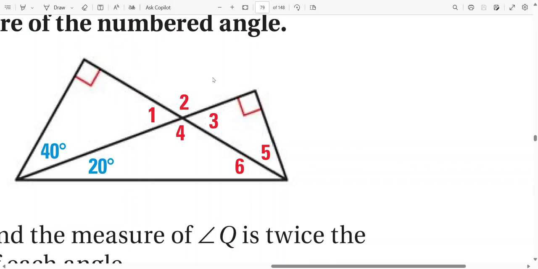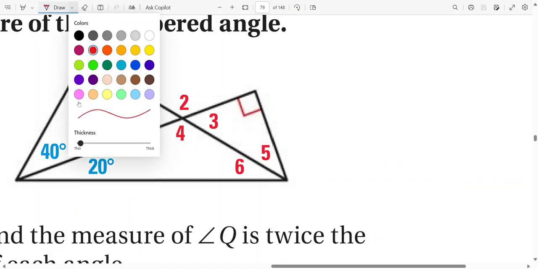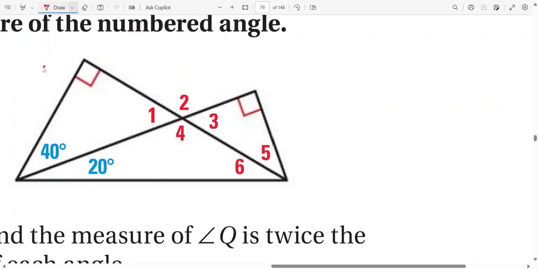All right, so they wanted us to solve for all of these angles here. Who can tell me how to solve for angle 1, please? This one right here. What do I do? 1 plus 40 equals 90. Okay, very good. We have a 90 degree angle here.